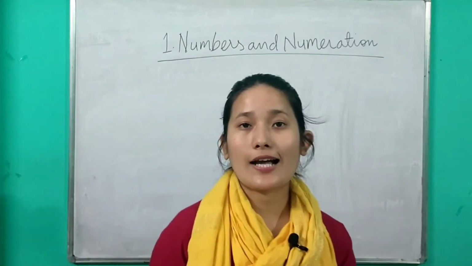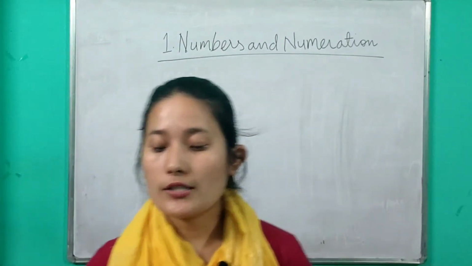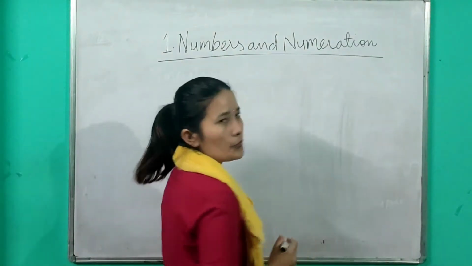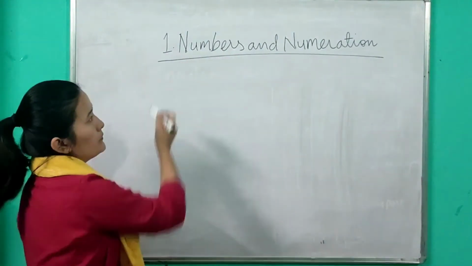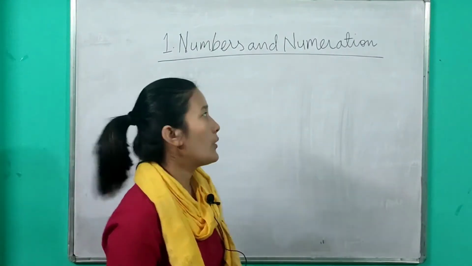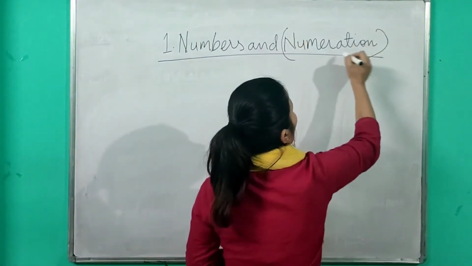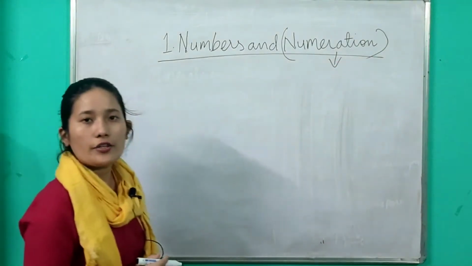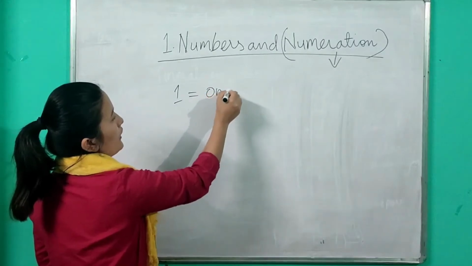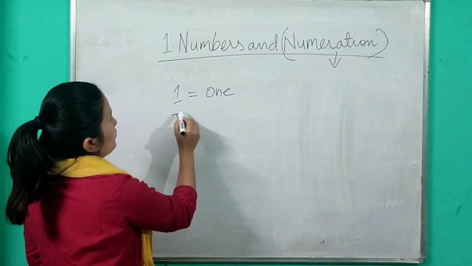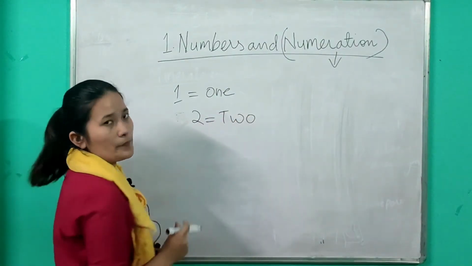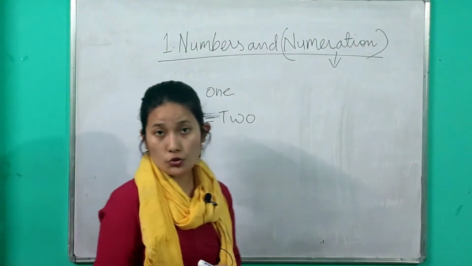So today we will start with the first chapter. What is the name of the chapter? The name of the chapter is Numbers and Numeration. You all know what numbers are, right? 1, 2, 3, 4, 5, 6, and you have infinite numbers. Now what do you mean by numeration? Numeration means giving names to the numbers. Like 1, how do you write it? O-N-E. 2, how do you write it? T-W-O. Word names. I hope this is not new to you, right?